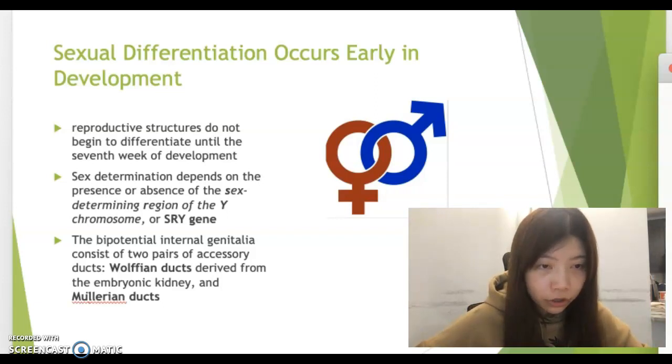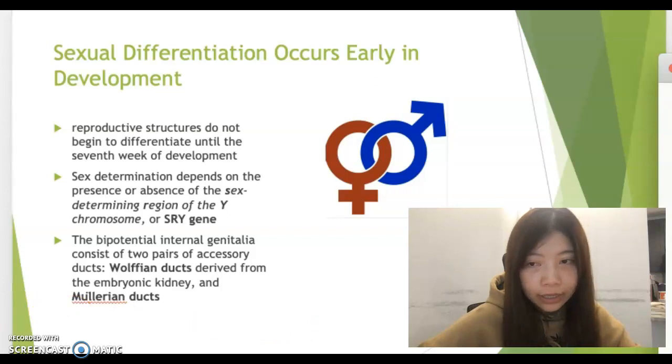The bipotential internal genitalia consist of two pairs of accessory ducts. The Wolffian ducts derive from the embryonic kidney, and the Müllerian ducts. As development proceeds along either male or female lines, one pair of ducts develops while the other degenerates. So what directs some cells to become male and some others to become female?